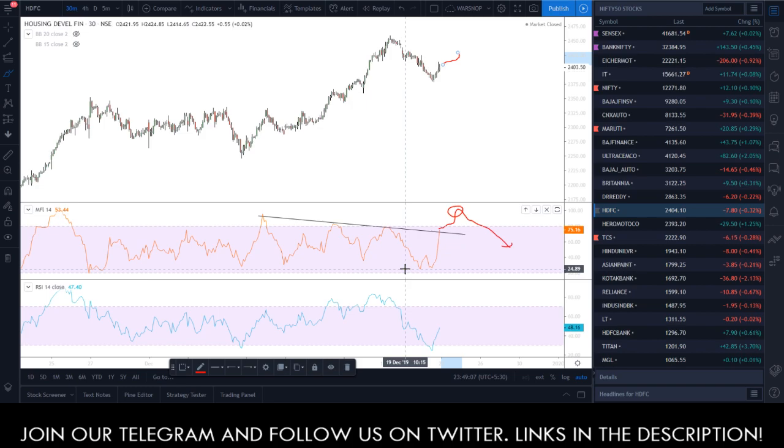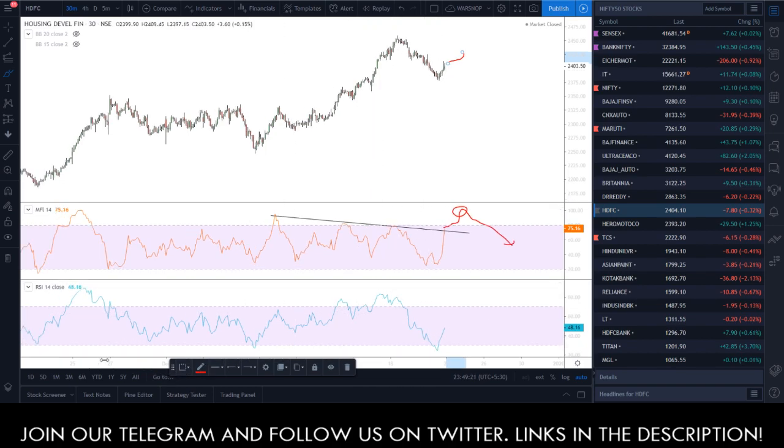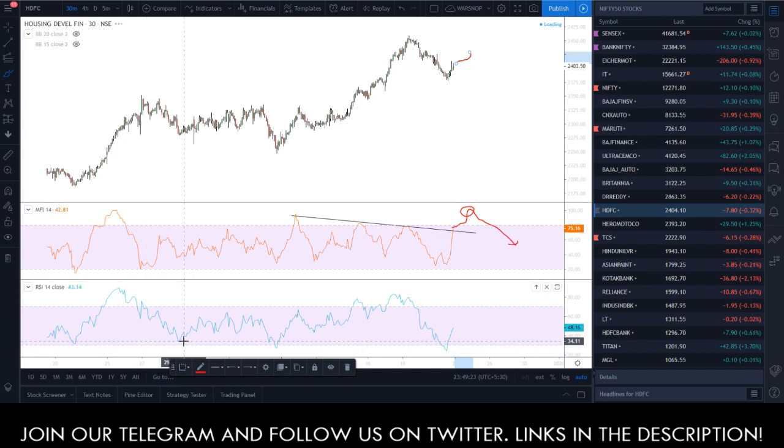So MFI, I hope, is not a tough indicator, but if you use it with RSI, you can always start buying when these two are in the oversold zone, and always start selling if these two are in the overbought zone.